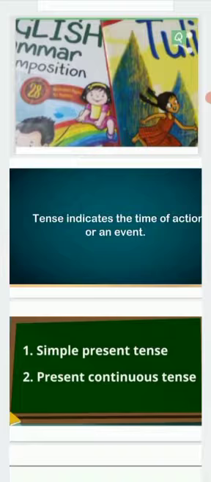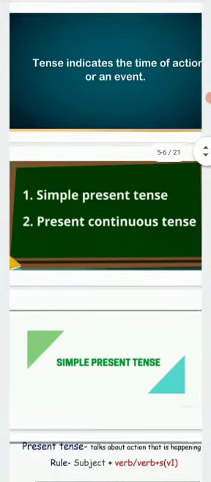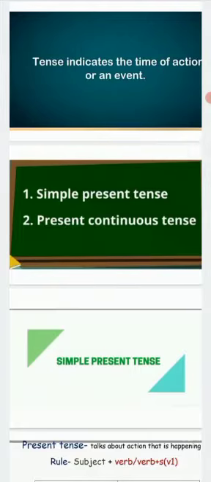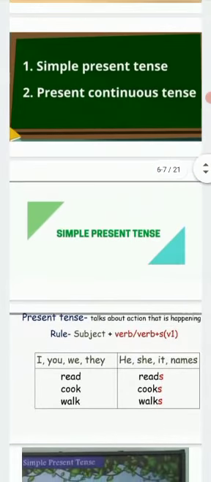Students, today we will do tenses. Here is the definition of tense. Tense indicates the time of action or an event. Today we will do two types of tenses. First, simple present tense, and second, present continuous tense.